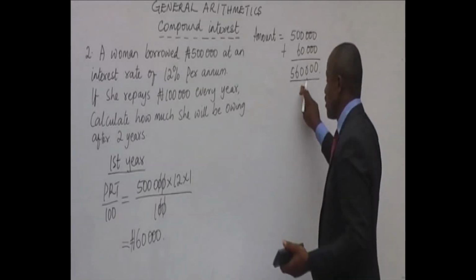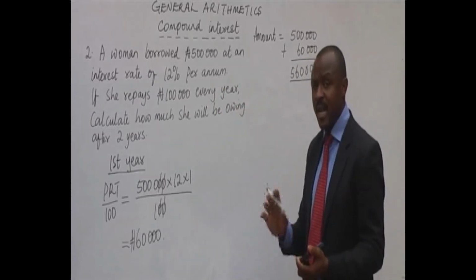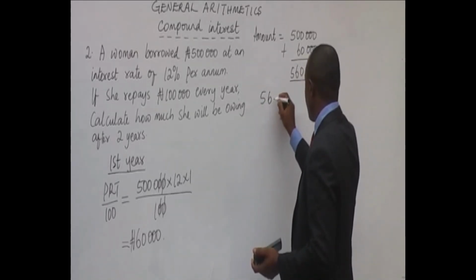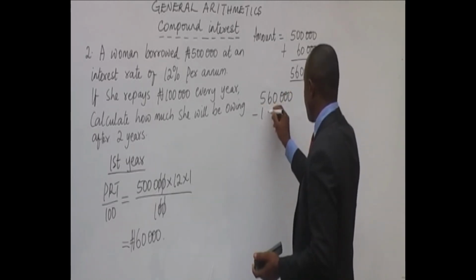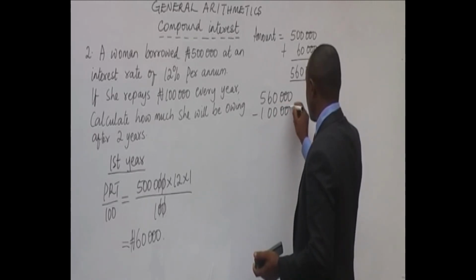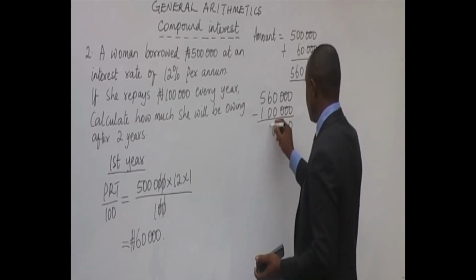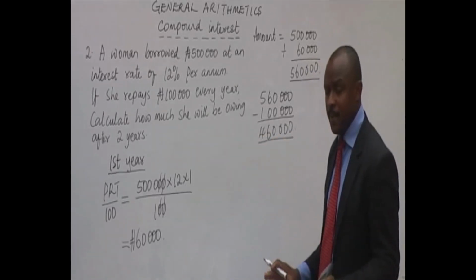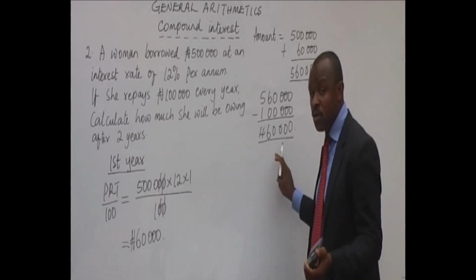Now, this is the amount after the first year. The question said that the woman repays 100,000 every year. Subtract 100,000 from 560,000, minus 100,000. So when she has paid 100,000 after the first year, this will be the principal that will remain, and this now will be the principal that we are going to use for the second year.